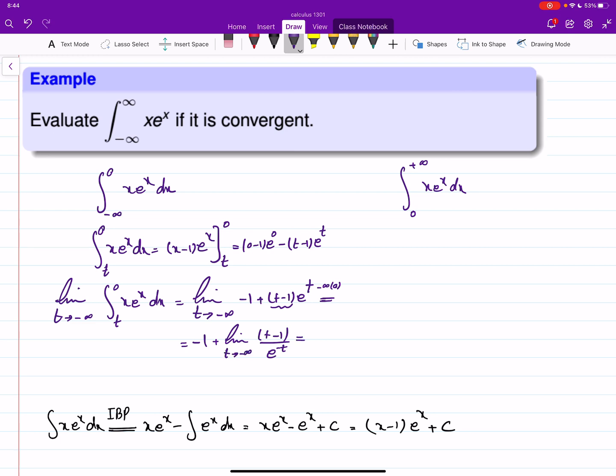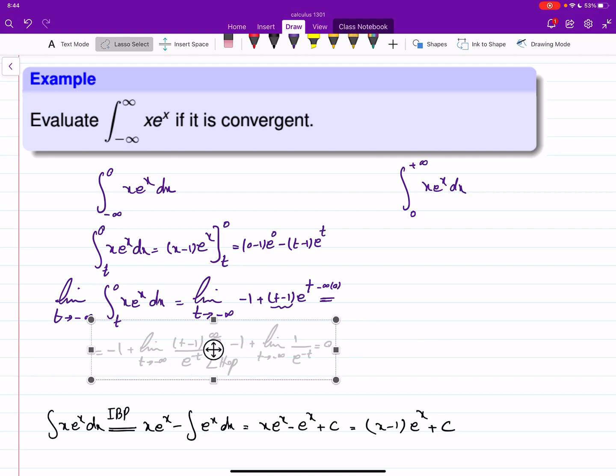Now, if you check, this is infinity over infinity, and we can use L'Hopital's rule. And this will give negative 1 plus the limit of the numerator, 1 over e to the power negative t as t goes to negative infinity. As t goes to negative infinity, e to the power negative t goes to plus infinity. So 1 over e to the power negative t is going to be just 0. So this way, we showed that the first integral is convergent. We cannot say anything yet because we have to check the second one.